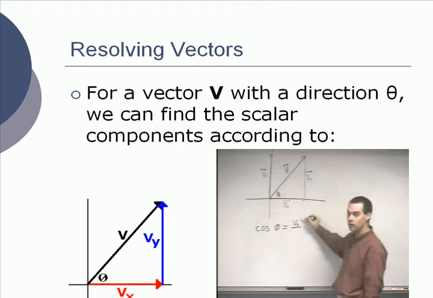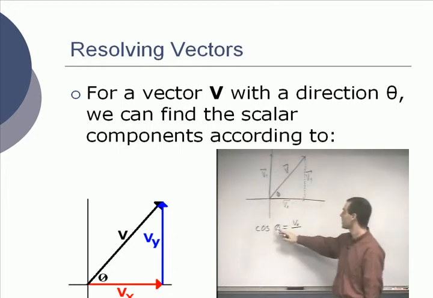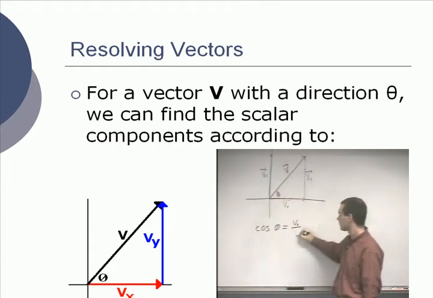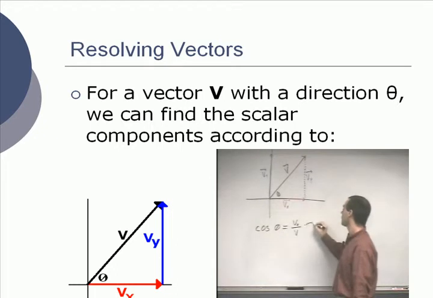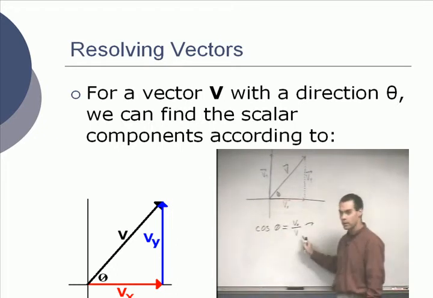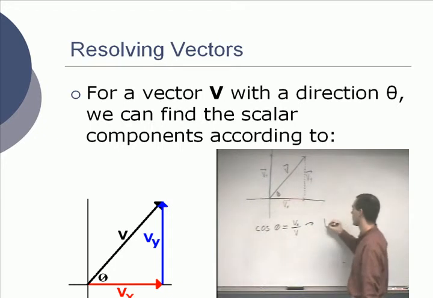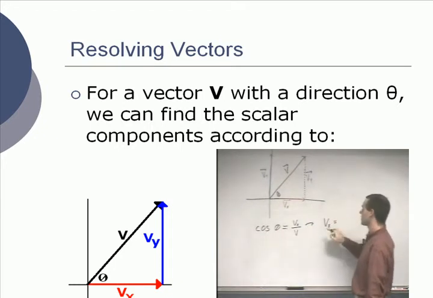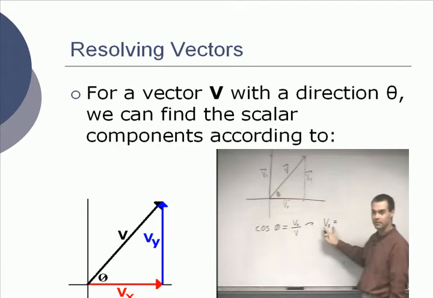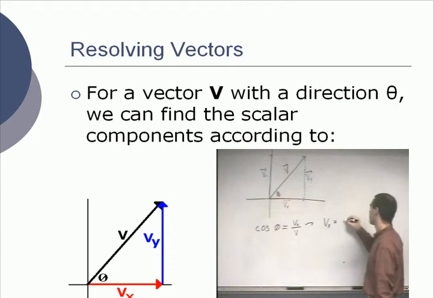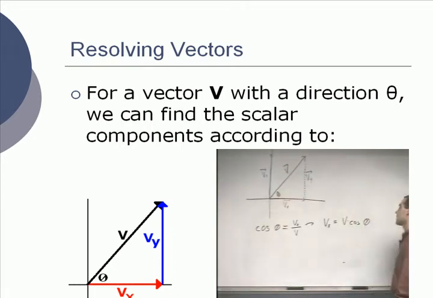Vx, and I'm going to drop the arrow now because now I'm just talking about the length of it. Cosine is going to be Vx over V. All right? Well, if you multiply both sides by V, what do you end up with? On the right side, it cancels, and we're left with Vx. That's just the magnitude now, no arrow over the top. And on the left side, I multiply by V, and I get V times the cosine of theta.